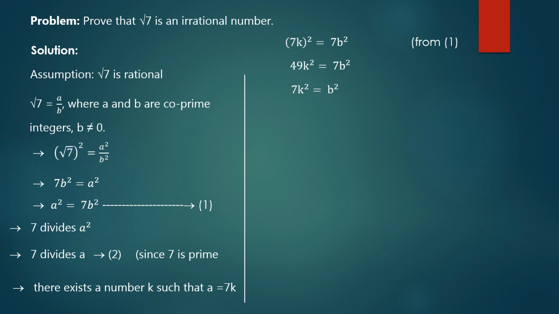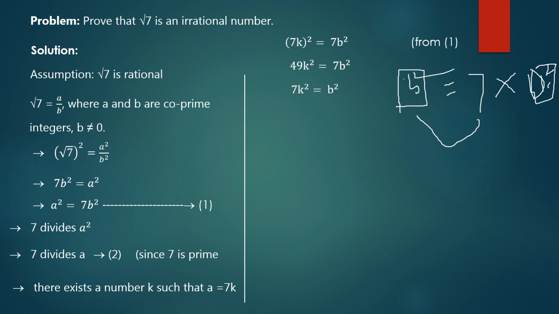So here you can write: one number is equal to 7 into some other number. You don't know these two values. Now no doubt 7 divides this number. In this place we have b square, in this place we have k square. Therefore 7 divides b square from this equation, because b square is 7 into something. That's why 7 divides b square.